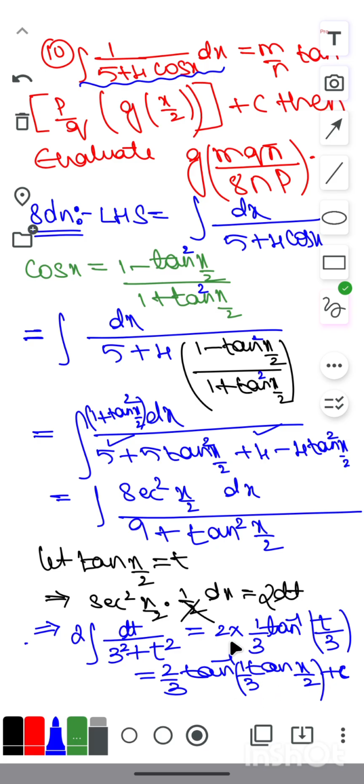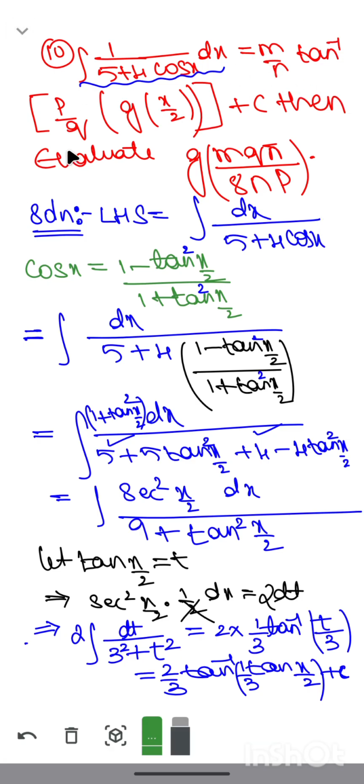When I compare this with the given RHS, see here, m by n into tan inverse of p by q into g of x by 2 plus c is given. In place of m by n, we found 2 by 3. Then the value of m will be equal to 2 and n will be equal to 3 respectively. Later on, inside the tan inverse, inside the bracket, p by q is nothing but 1 by 3. From this we can say the value of p is equal to 1 and q is equal to 3. M value, n value, p value, q value, everything we found.